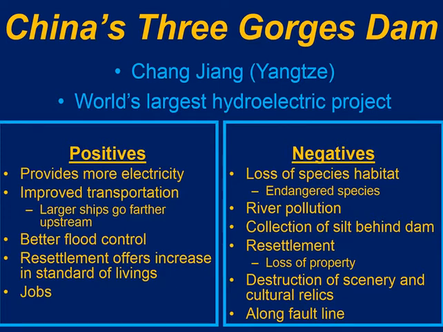But probably the biggest negative of them all is that the Three Gorges Dam is actually along a fault line. Here we have a tectonic activity area in which a little bit of shaking can actually cause this dam to completely cave in and cause, once again, massive flooding. So that can be seen as quite the negative, potentially.